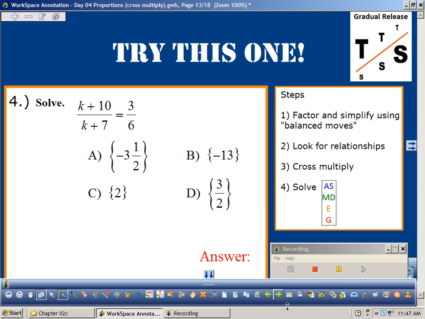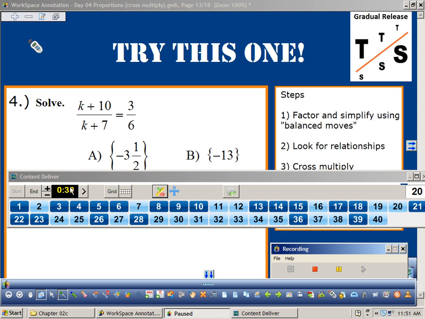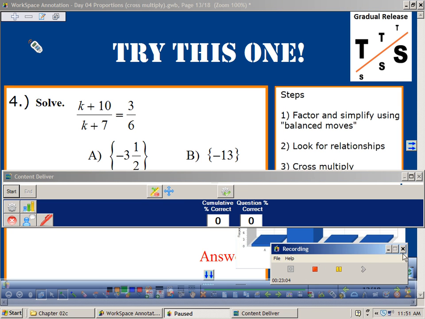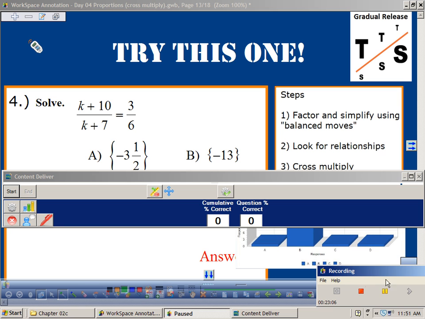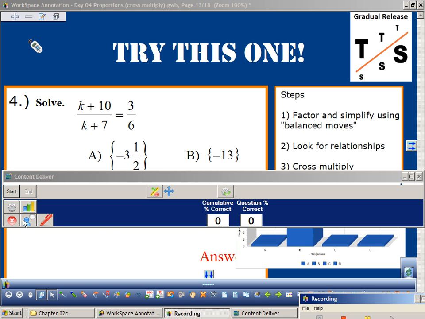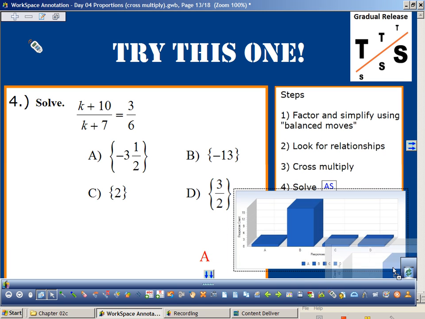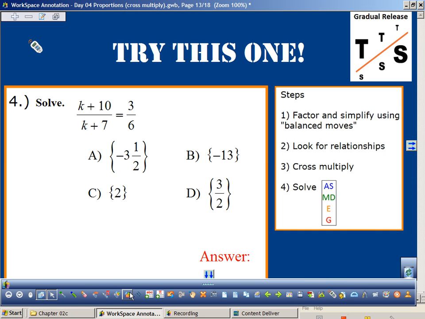You guys ready to do it? Your turn. Let's see. Oh my god, everybody chose something. You guys are doing well. All right, guys, quiet down. Let's do this together.